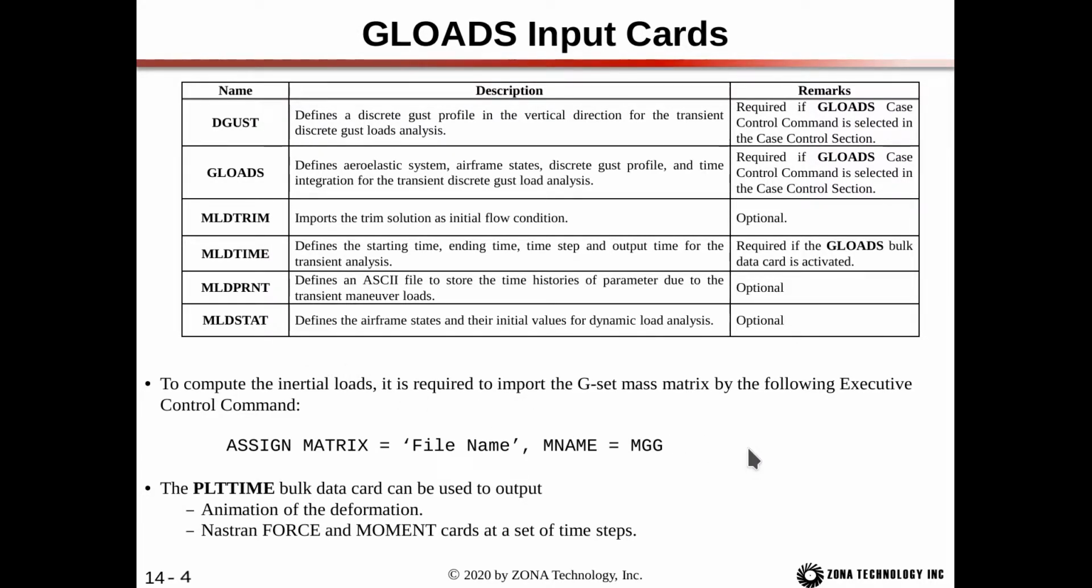parameters. And then once again, to compute the inertial loads, it's required to import the G-set mass matrix using the ASSIGN MATRIX command. So we can import the MGG matrix and we give it the matrix name MGG. And then we have the PLOTTIME card, which can be used to output the animation of the deformation and then also the Nastran force and moment cards at a set of time steps.